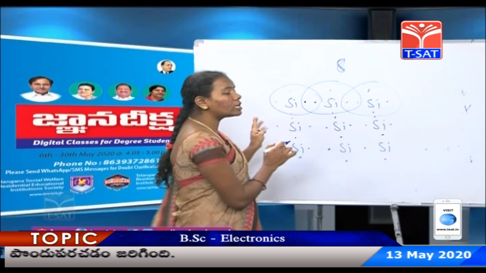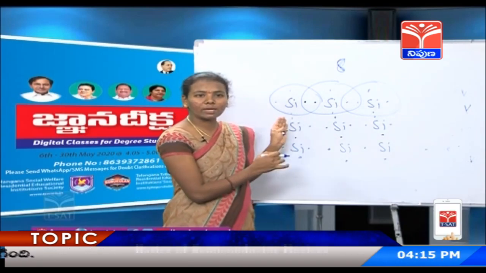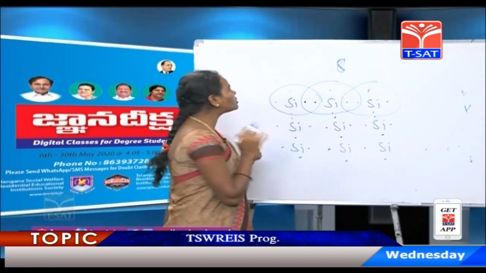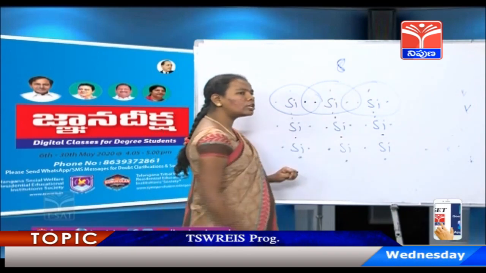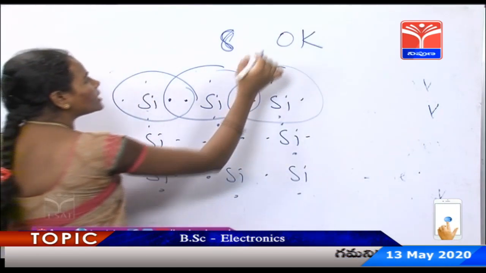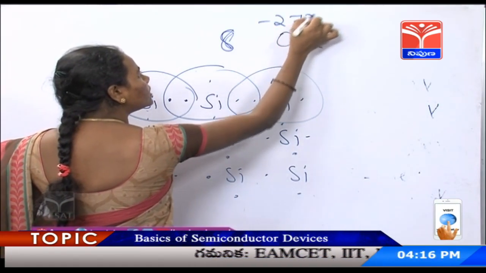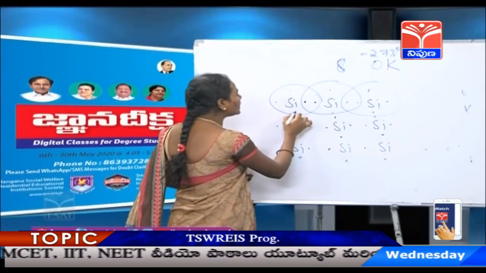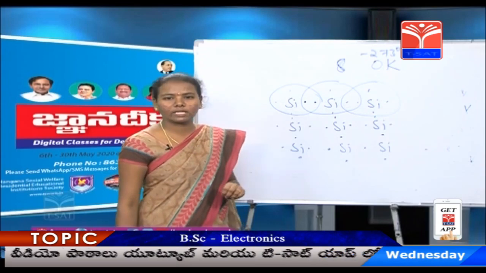Actually, at absolute 0 temperature, this semiconductor acts as a perfect insulator. Absolute 0 temperature is nothing but 0 Kelvin, that is minus 273 degree centigrade. So at this temperature, this silicon will act as a perfect insulator.